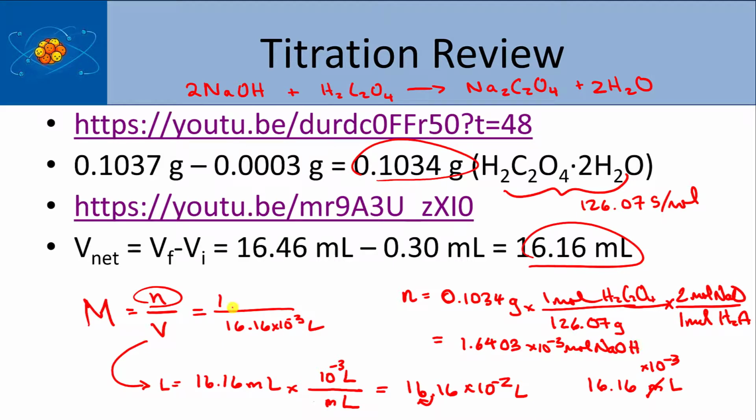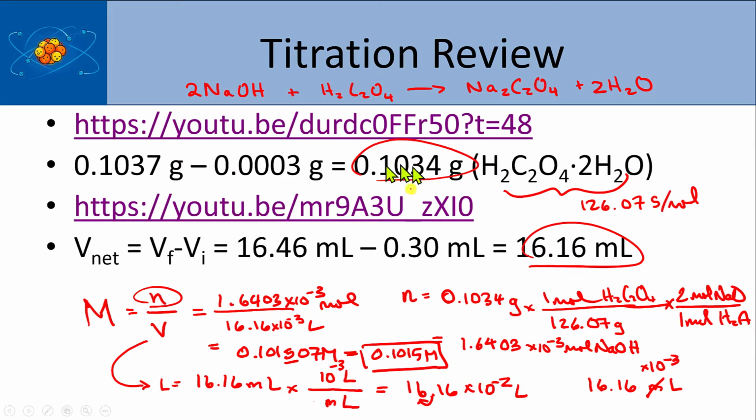And so 1.6403 times 10 to the minus third moles, and you do that calculation, and that comes out to be 0.1015 molar, rounded. Okay, 4 sig figs in the calculation. There's 4 in this mass, there's 4 in this volume, there's 5 in this molar mass, and so you end up with 4 significant figures in your calculation.